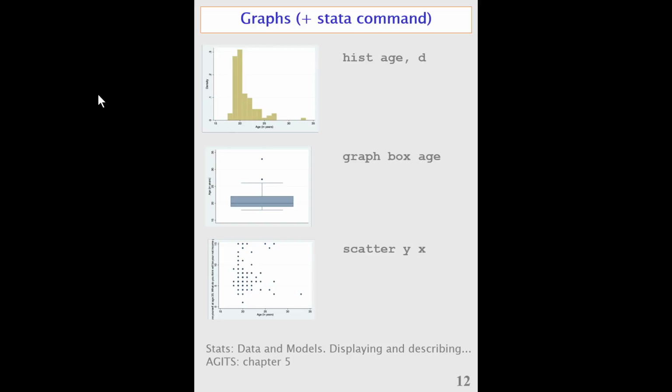Should you always put y first and then x in the scatter plot? If you want to have y on the y-axis and x on the x-axis, yes. Okay.